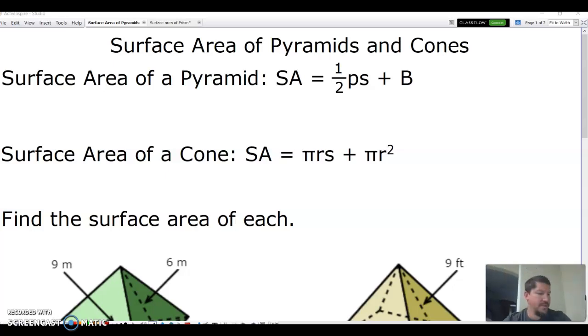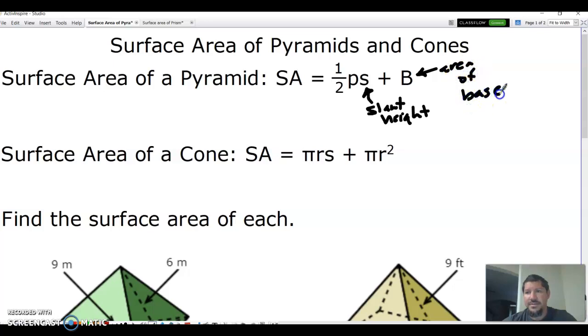Alright, so here's the second video in this unit, which is surface areas of pyramids and cones. The surface area of a pyramid is equal to half the perimeter times S, which is the slant height, or the height of each triangle that makes up the sides, plus the area of the base. So again, big B is area of base.